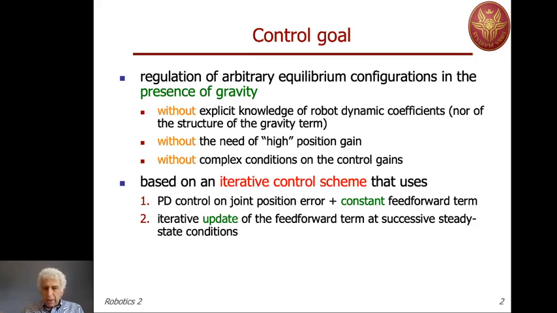If we had the knowledge of the gravity vector in the dynamic model, this constant feedforward term would be the gravity at the destination, so G of qd. But we assume that we don't have this knowledge. So we will iteratively update this feedforward term while we move from a steady state condition to another under the action of this control law.